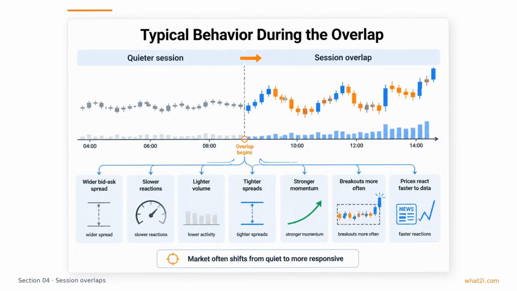This change can feel positive for execution, but it also means indecision gets punished faster. A weak setup that drifted harmlessly before the overlap can fail quickly once activity increases. Recognizing that transition helps you adjust both expectations and risk.